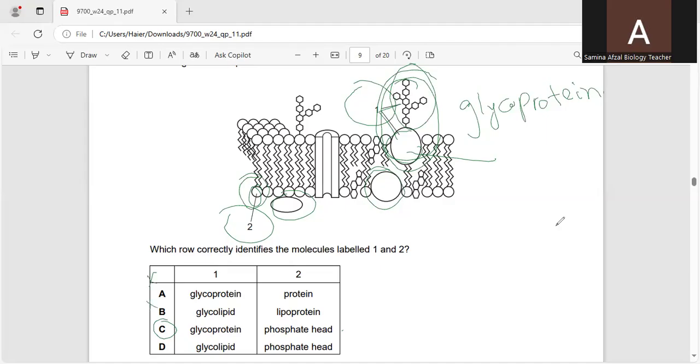A, B, D are not correct. Simple, very simple question. That is the glycoprotein. This is glyco and below is the protein. So the glycoprotein, and it was glycolipid. This is glycolipid, but here a protein is beyond, at the base, so it is glycoprotein.